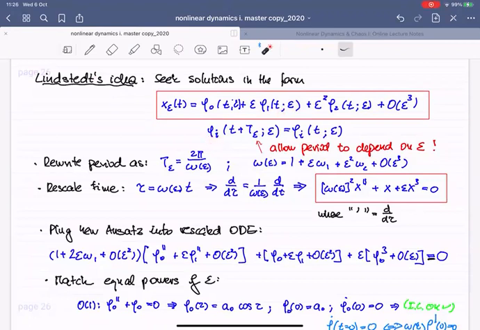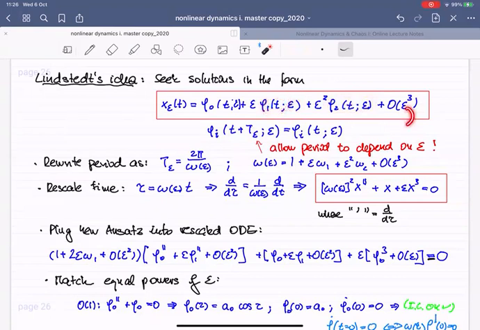I wanted to say somehow that the periods of these phi i's are all the same, but that period depends on epsilon. And the only way, therefore, for this phi i to have an epsilon dependent period is that phi i itself must depend on epsilon, right? If a periodic function has a period which depends on epsilon, then that is just to say that the function itself depends on epsilon, right?